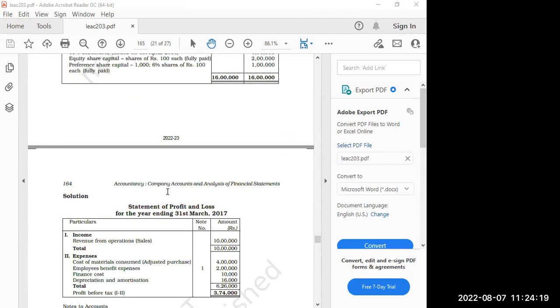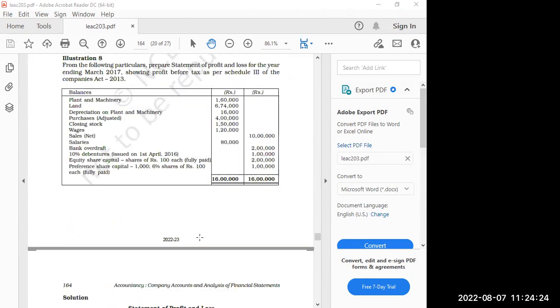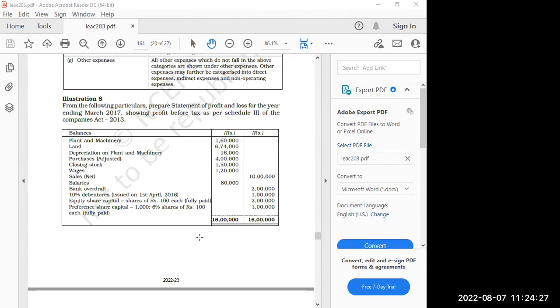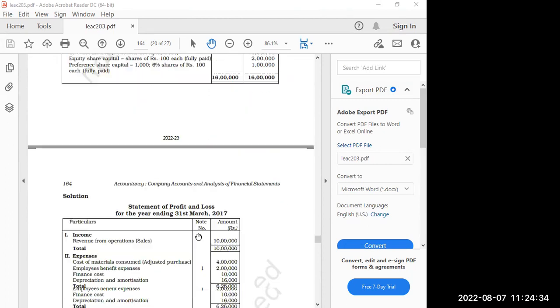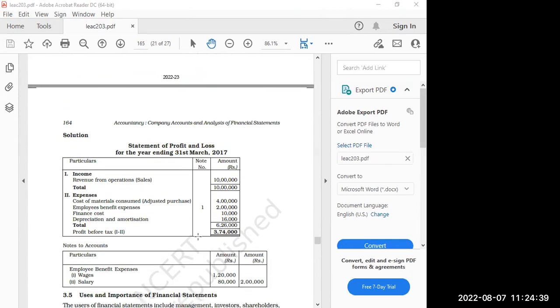Employee benefit expense, but he has taken only 2 lakhs. Why? Wage how much? Is it 1,20,000 or just 20? 1,20,000. Then okay, wage 1,20,000 and salaries are 80. Then it is 2 lakhs. Yes, so 2 lakhs. Employee benefit expense, within bracket write wage plus salary. Normally you have to make a note, but it is only 2 items, so we're writing in the answer itself. Wage plus salary, 1,20,000 plus 80,000 is equal to 2 lakhs.